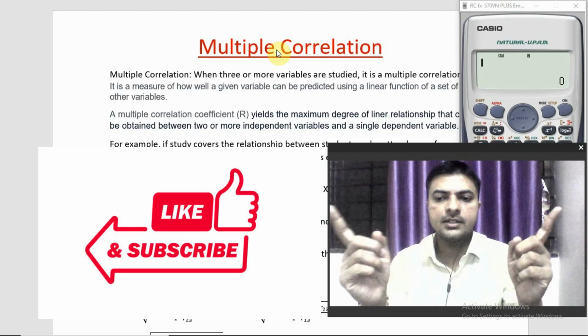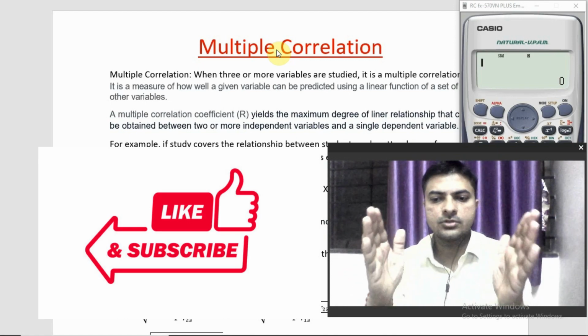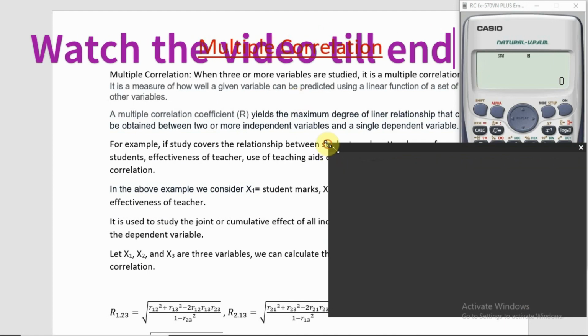Using this calculator, you can solve the example within 5 minutes. Watch the video till the end, students. Okay, so we'll start without wasting your time.